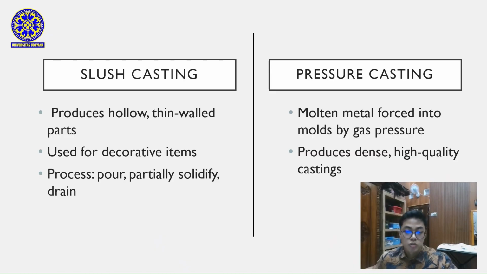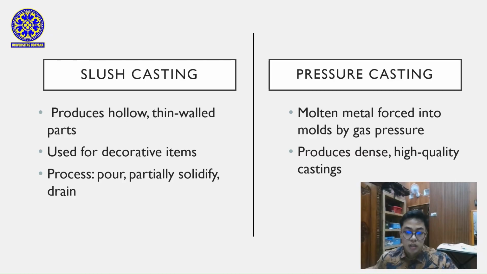Slush casting is used to produce hollow or thin-walled parts, often for decorative objects or toys. The mold is partially filled with molten metal, allowed to solidify slightly, and then the remaining liquid metal is poured out. The result is a lightweight, hollow casting with good surface detail.